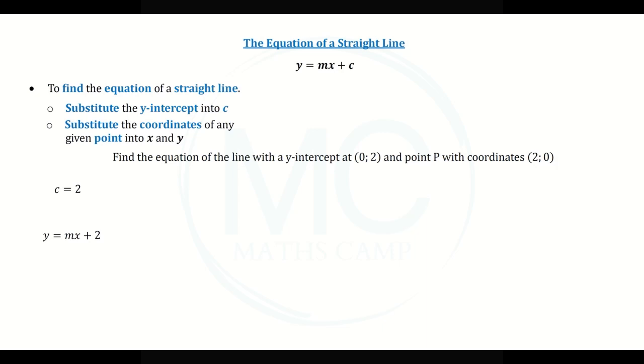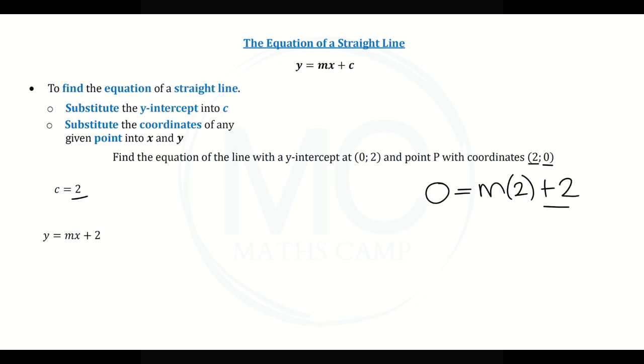Now we need to find the value of m. So let's substitute the coordinates of point P into the equation. P has a y coordinate of 0, so we say 0 is equal to m. We have an x coordinate of 2, so we can put this into a bracket, plus c, which we know is 2.